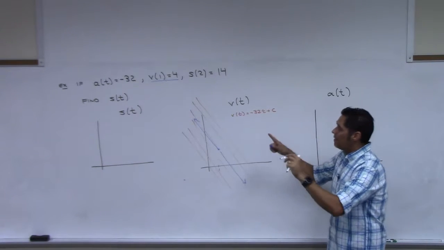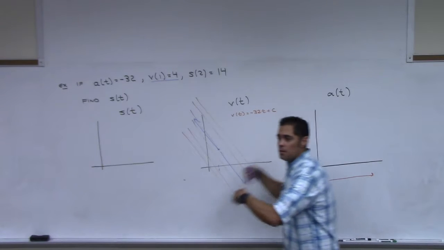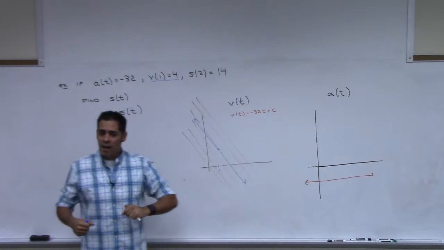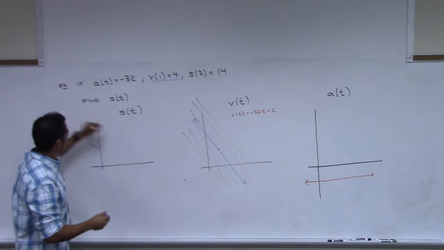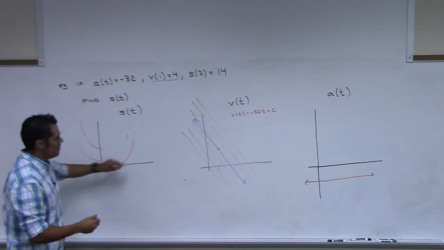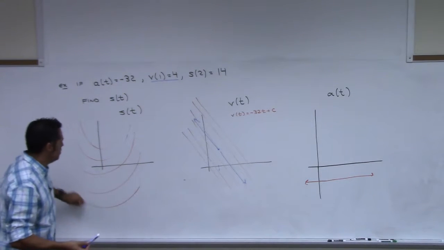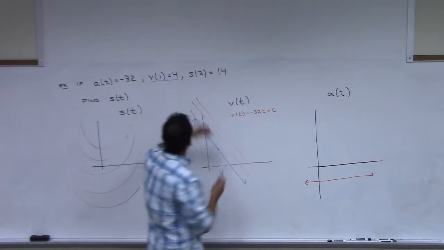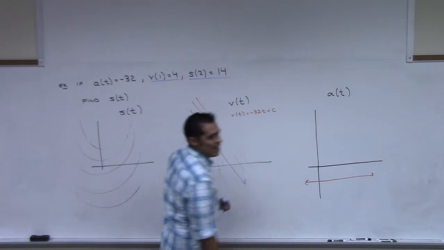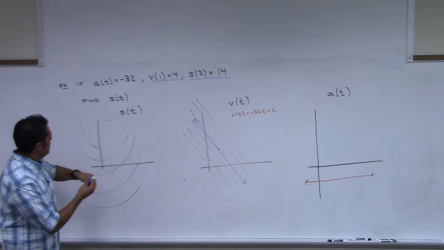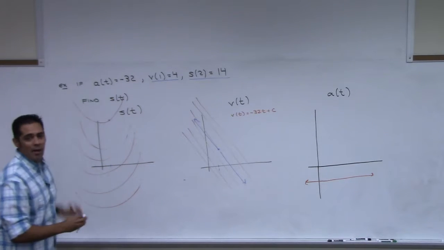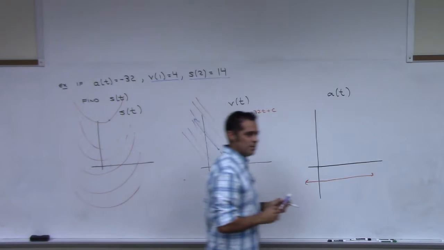And then we go back again. Now when we go back again, we're going to have a quadratic, aren't we? And it's going to be a family of quadratics, because I'm going to have a plus d. But I give you some information about its position. At 2, it has to be 14. So at 2, it has to be 14 up here. Then that means that it's that parabola. And now we have the exact position function.